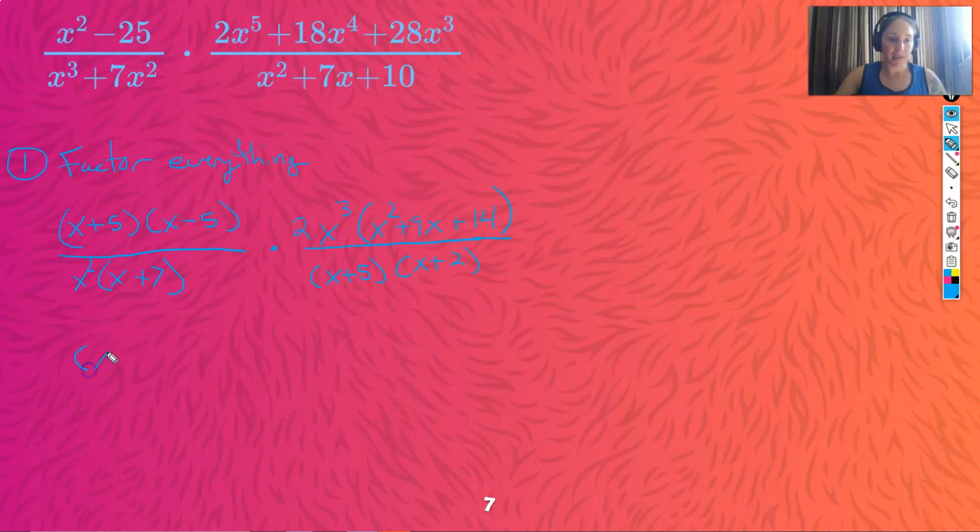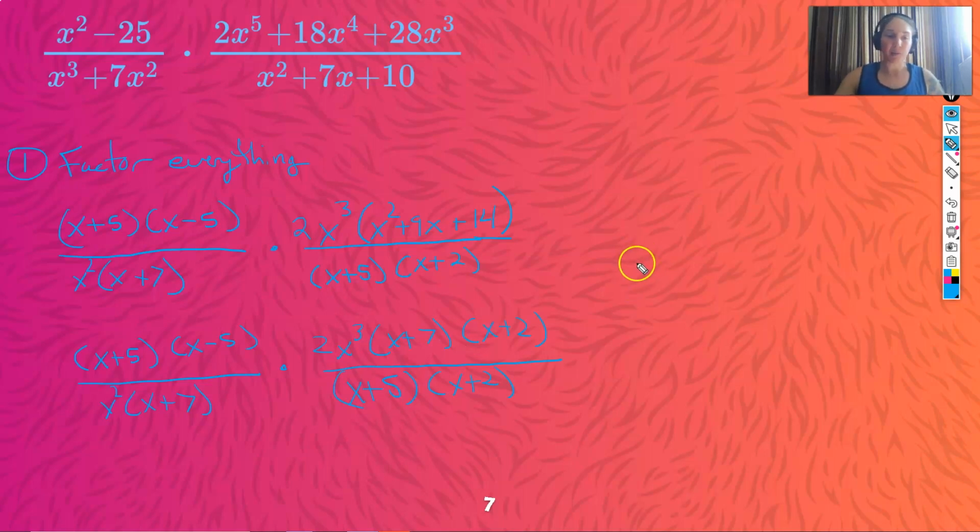So let me rewrite this again. X plus 5, x minus 5, x squared, x plus 7, okay, times 2x cubed. Alright, factors of 14, 7, and 2, those will add to 9, so this will be x plus 7, this will be x plus 2, over x plus 5, x plus 2. So I haven't really done any rational work yet. I've literally just been doing factoring.